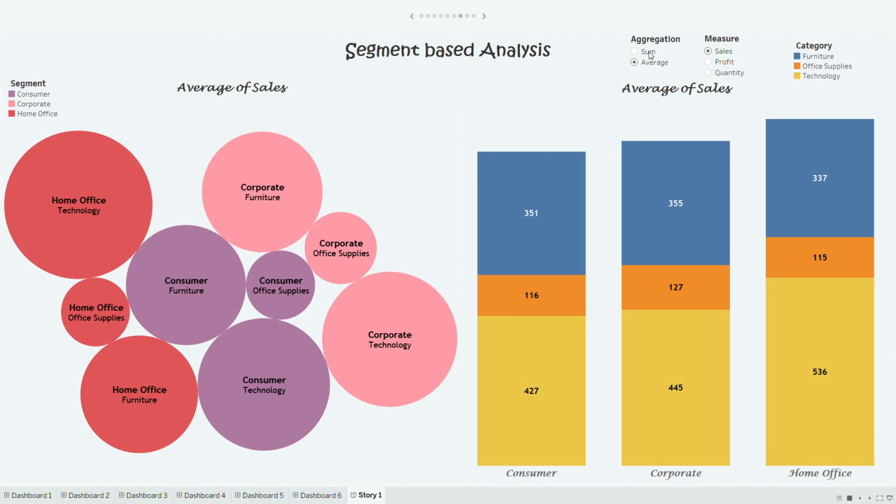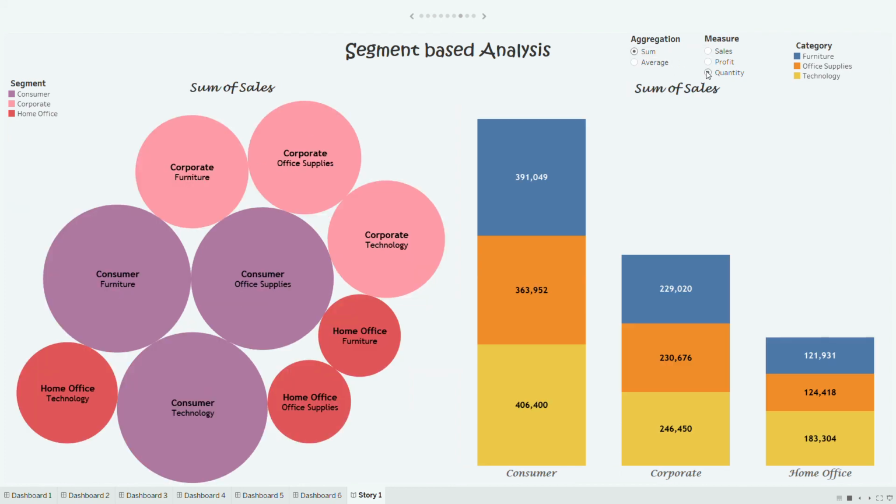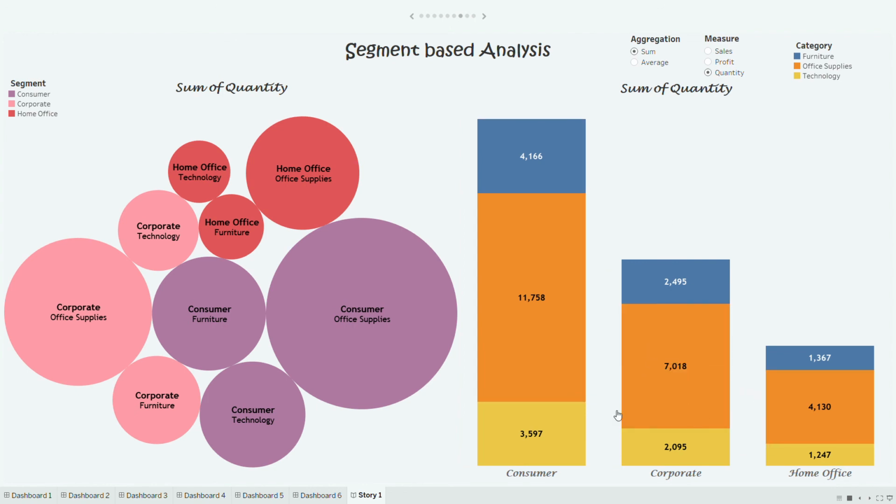Now let us see the quantity. You can see the consumer is demanding more, so more quantity is supplied to the consumer segment, while the least quantity is supplied to the home office. But the average profit is more in home office.